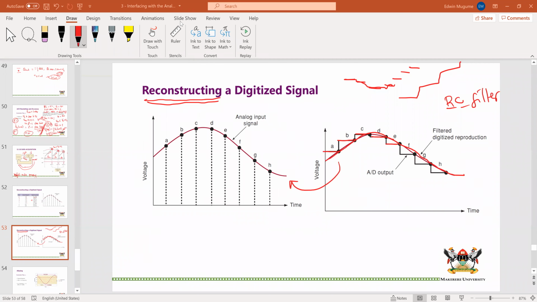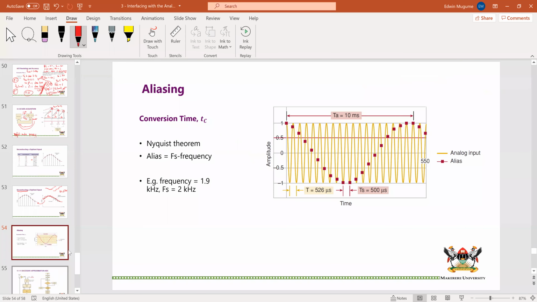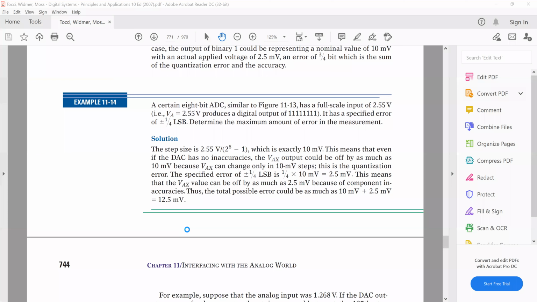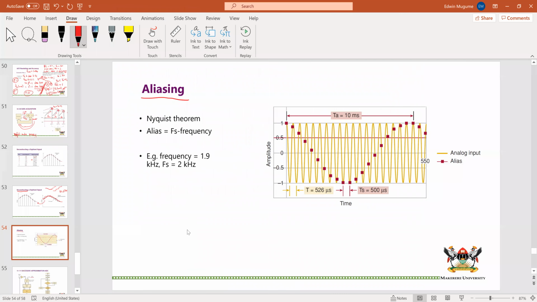Okay, if there are no questions, let us look at something called aliasing. Aliasing is something that we consider when we are doing our sampling theorem. We say that we should sample at least twice the frequency of the maximum frequency of the signal. The Nyquist theorem states that when we are sampling an analog signal, we should sample it at least twice the maximum frequency within that signal.